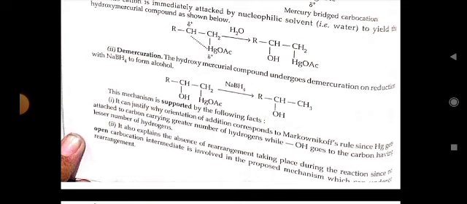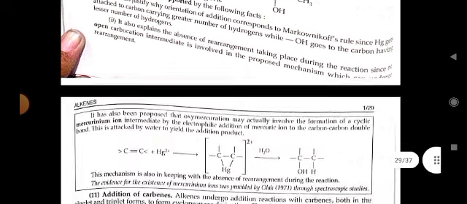This mechanism is supported by the following facts: it can justify why the orientation of additions corresponds to Markovnikov's rule, since Hg gets attached to the carbon carrying the greater number of hydrogens while OH goes to the carbon having the lesser number of hydrogens. It also explains the absence of rearrangement during the reactions, since no open carbocation intermediate is involved in the proposed mechanism which can undergo rearrangement.